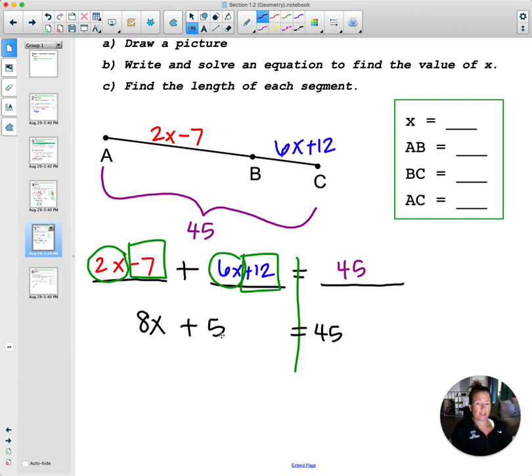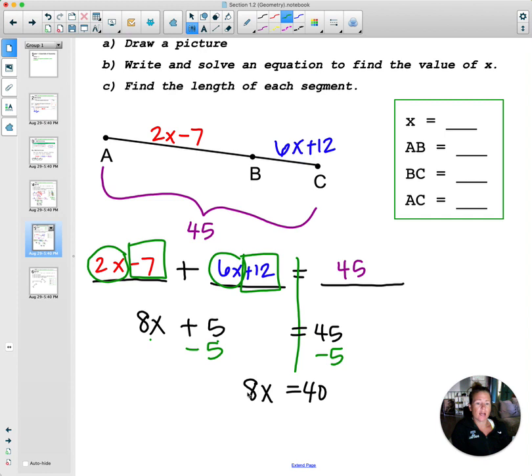Now we have two terms on the left-hand side and only one on the right-hand side. So which of these two terms is a like term with 45? And it's the 5. So we're going to want to bring that one over. So we have a positive 5. So we're going to want to subtract 5 from both sides. So you're left with 8x. 5 minus 5 is 0. 45 minus 5 is 40.